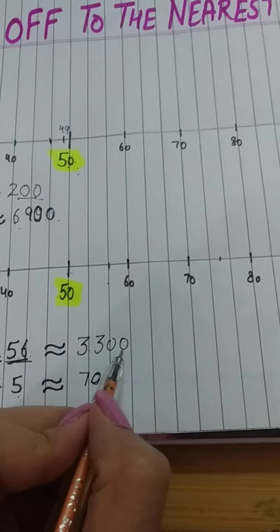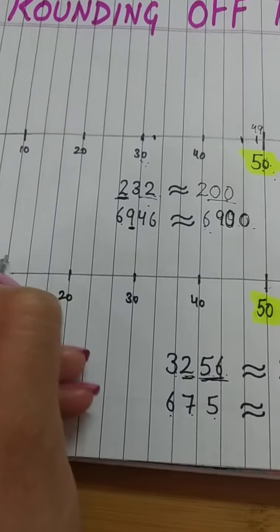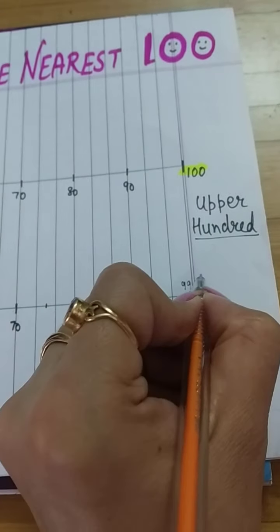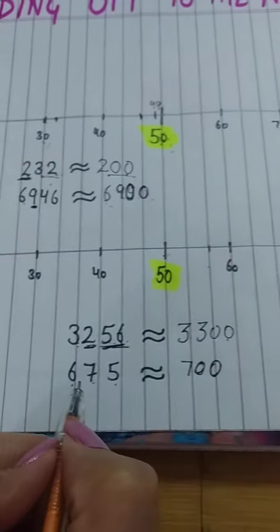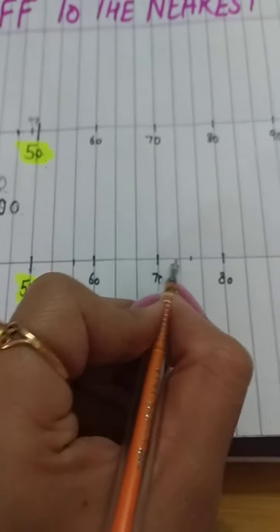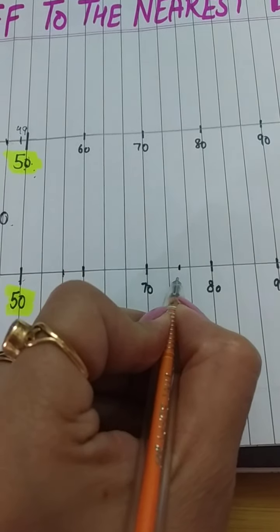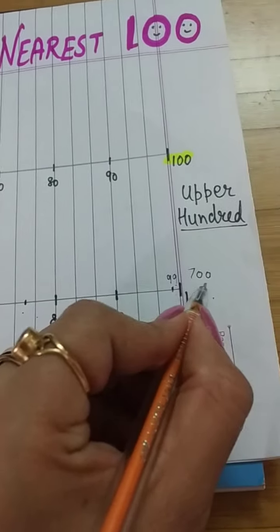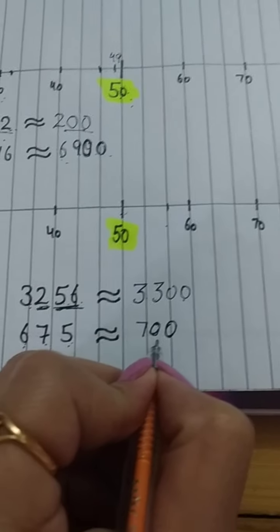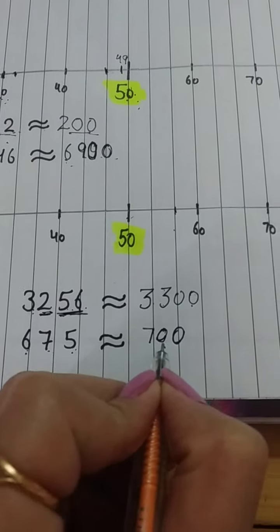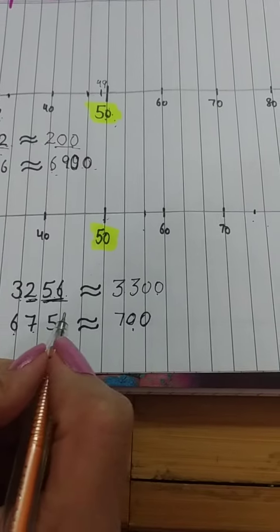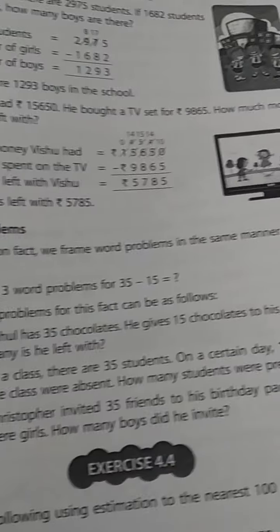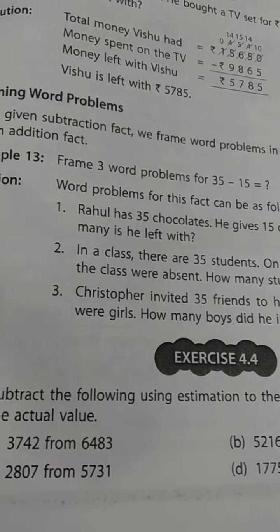So 3256 becomes 3300. Similarly, here I write 600 and here 700. Now 675, where will it come? 75 will come almost here, right? So it is bigger than 50, so it will go to the upper 100. It will become 700. In this way we estimate or round off numbers to the nearest 100. Clear?